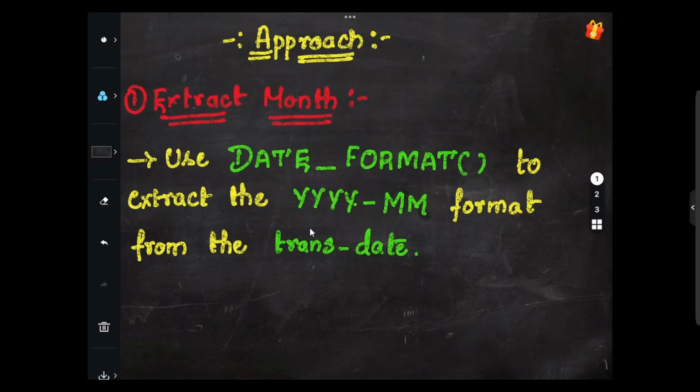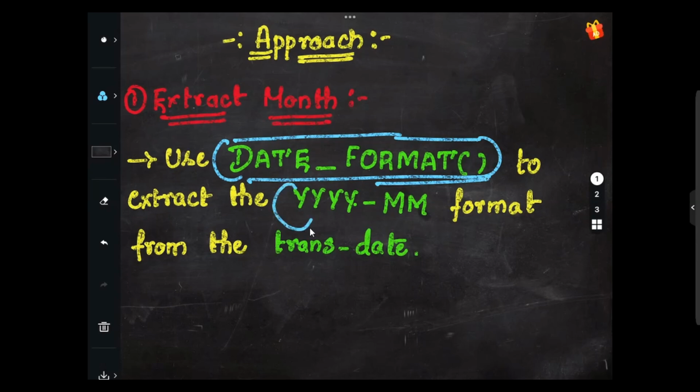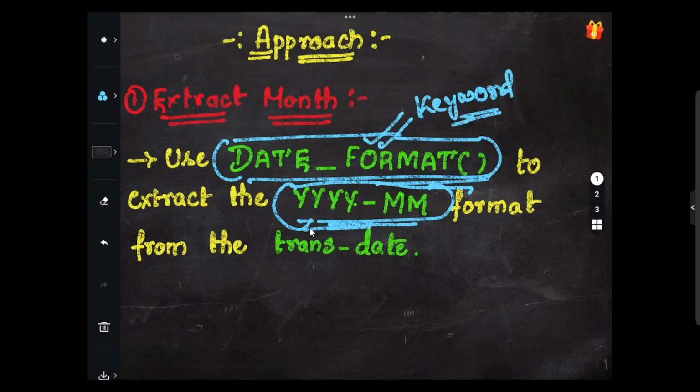We will make use of the DATE_FORMAT keyword to extract the year and month format from the transaction date, in the format they clearly mentioned in the question. You will understand this clearly when we write the query. In the output, the first column was in the form of year and month, so we use DATE_FORMAT to extract the year and month from the transaction date.